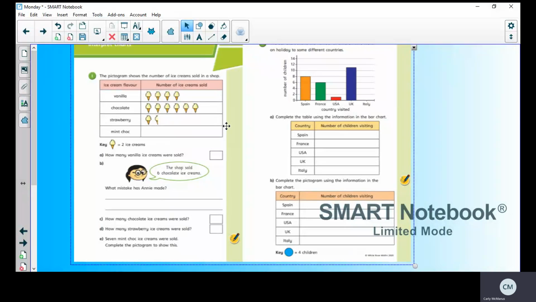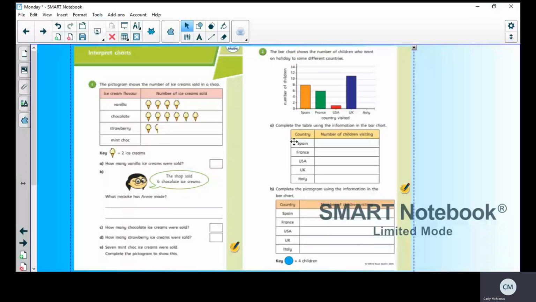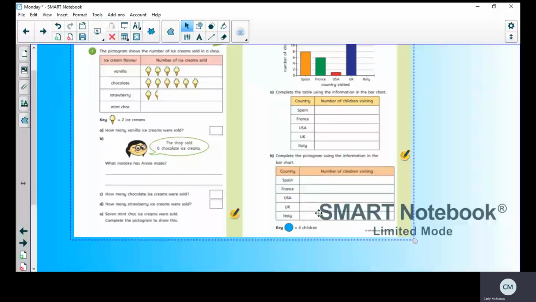Then we've got number 2, it's a bar chart, and it is asking you to complete the table using information from the bar chart. So it's just asking you how many children visited each country and to write the number next to them. Again, you can draw this chart on paper and just fill in the answers by looking at the bar chart. Complete the pictogram using the information in the bar chart. So you've got to create a pictogram, so you can draw this table on the piece of paper. And then using the information from here, I need you to draw pictures to represent it.